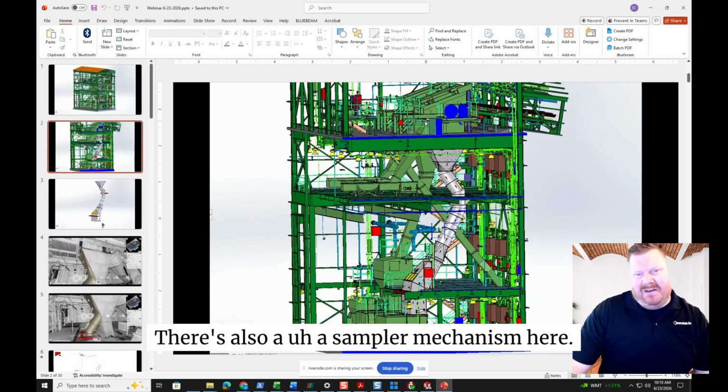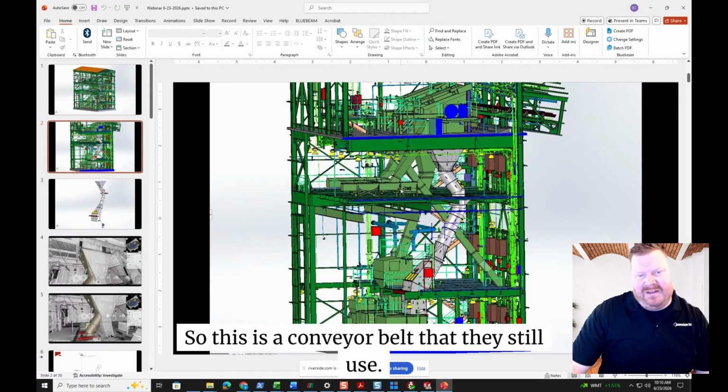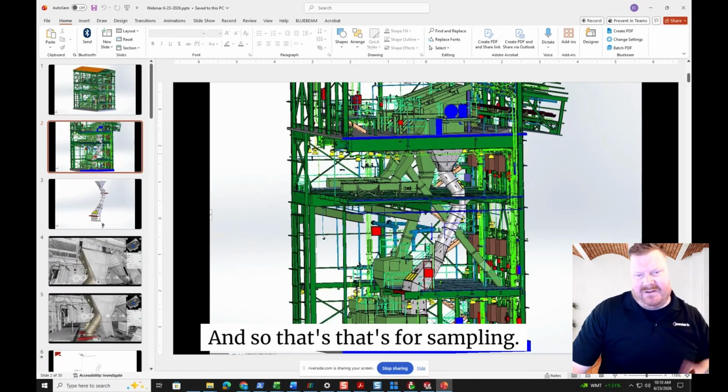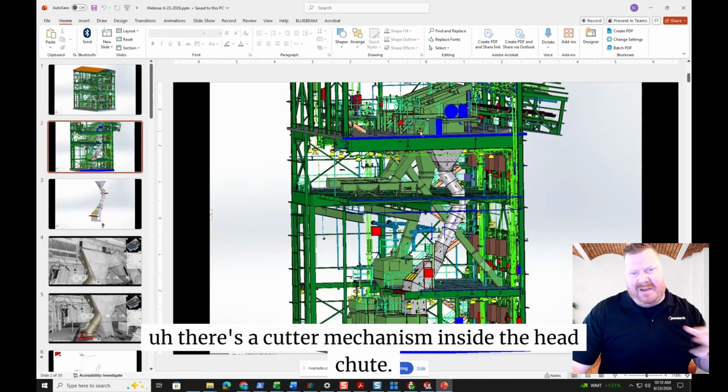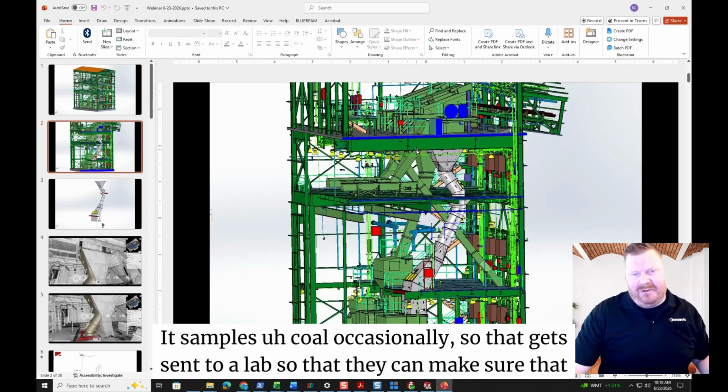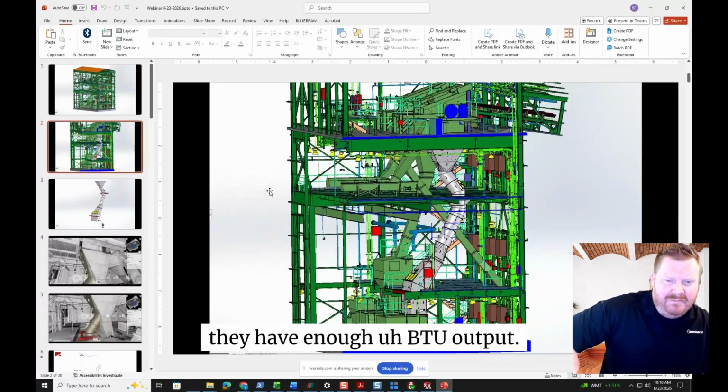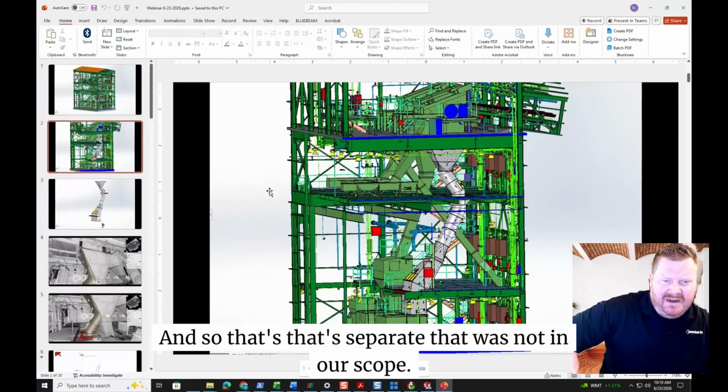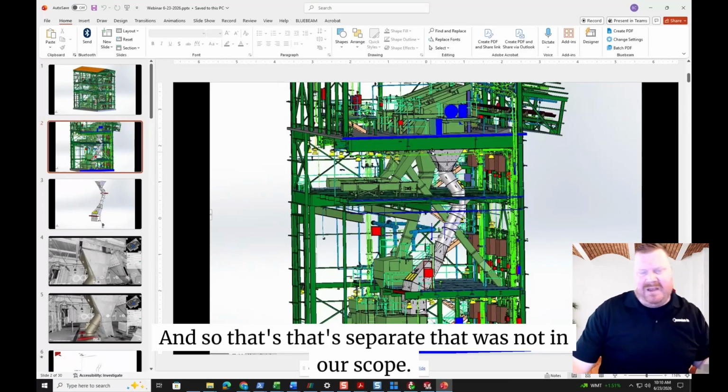There's also a sampler mechanism here. So this is a conveyor belt that they still use, and that's for sampling. There's a cutter mechanism inside the head chute. It samples coal occasionally, so that gets sent to a lab so that they can make sure that they have enough BTU output. That's separate. That was not in our scope.